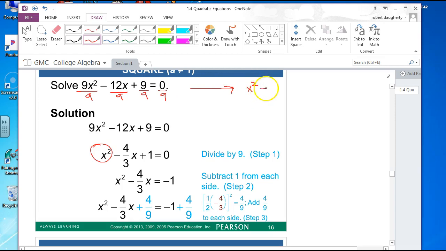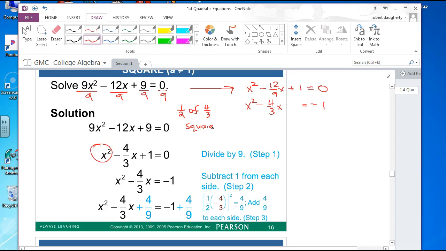X squared minus 12/9 x plus 1 equals 0. And now I just solve it like I did a moment ago. X squared, 12/9, those are all divisible by 3. So that's minus 4/3 x, and then move that 1 to the other side. Now I need to complete the square. So I need to figure out what is 1/2 of 4/3, and then I need to square that. That's what needs to be added to both sides.